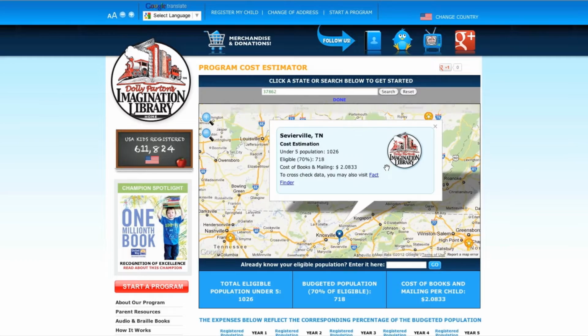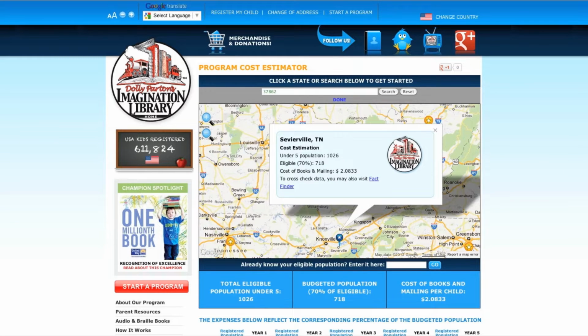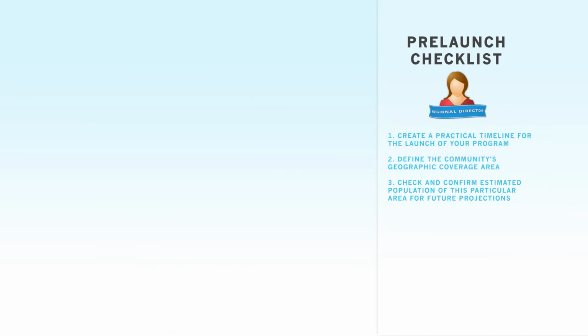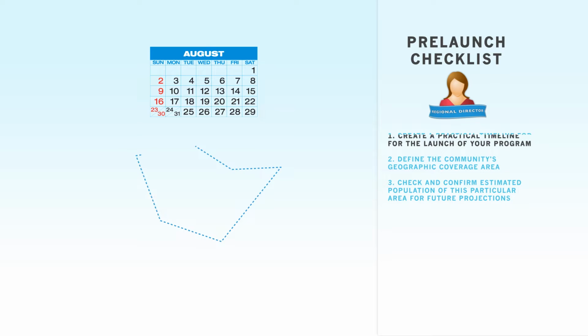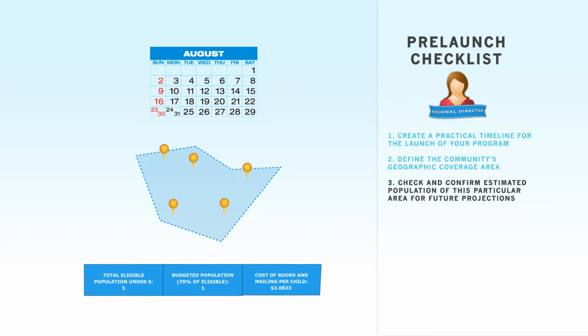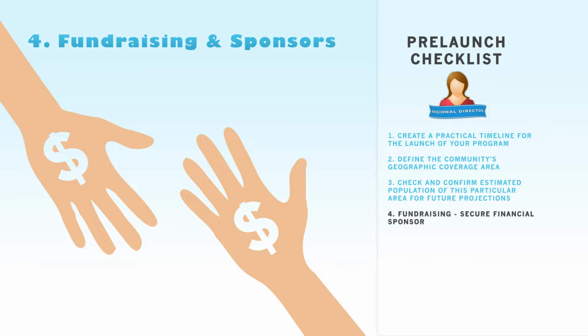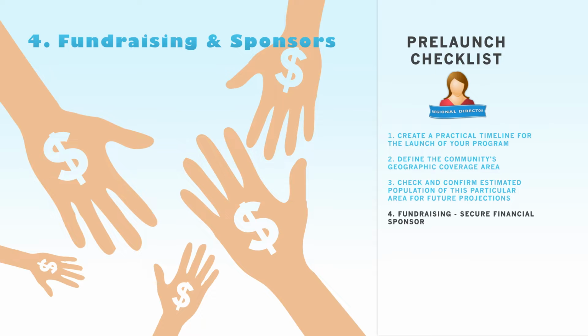By defining your coverage area population using the cost calculator, you have also effectively defined the funding needed to sustain your program. So now that you have set a time frame for launch, defined your coverage area population, or CAP, and defined your estimated program costs, the next step is to define your funding sources. Partnerships and multiple funding streams are very important to the success of your program, so we recommend that you set a goal to secure more than one sponsor as you begin fundraising.